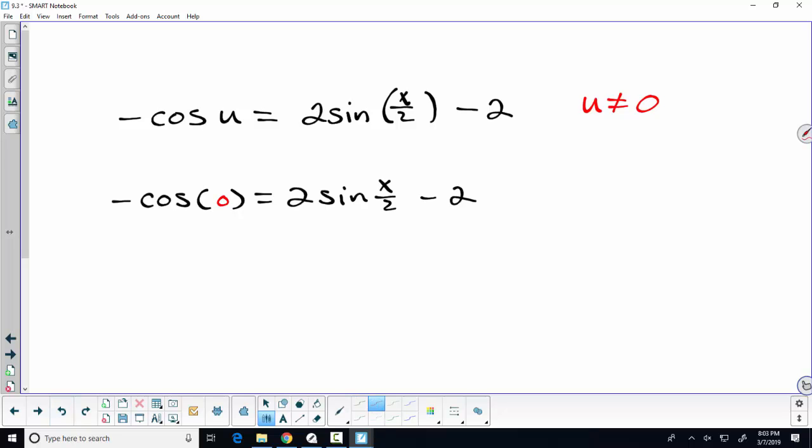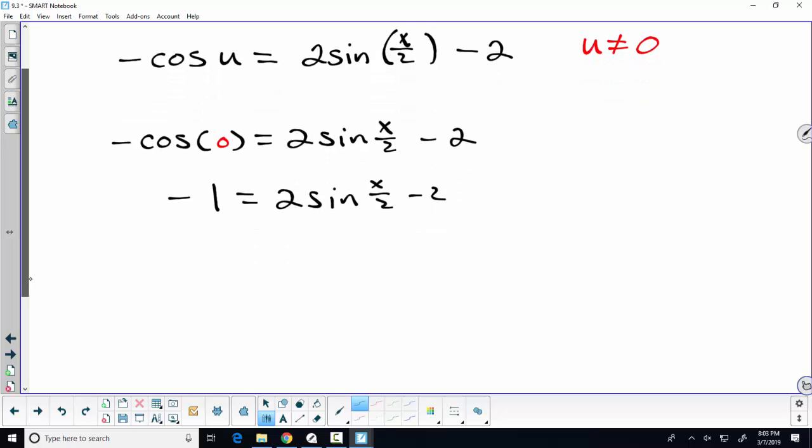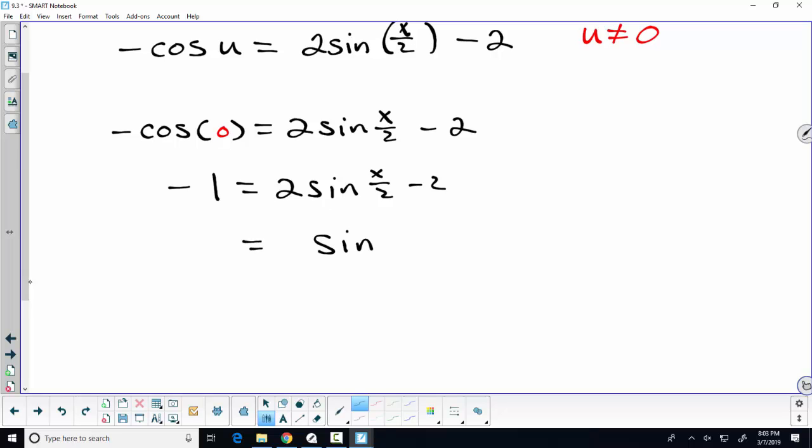When u is 0, we've got the cosine of 0, which is 1. So we have negative 1 equals 2 sine x over 2 minus 2, which means that sine of x over 2 would be what, 1/2? Okay, when's the sine of something 1/2? When it is pi over 6. Now we're going to multiply both sides by 2, so it'll be pi over 3.